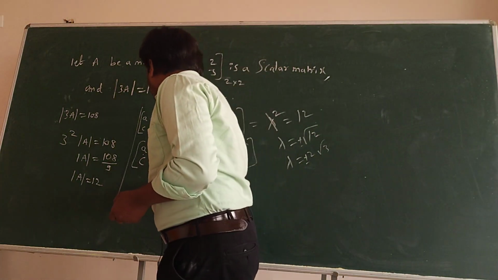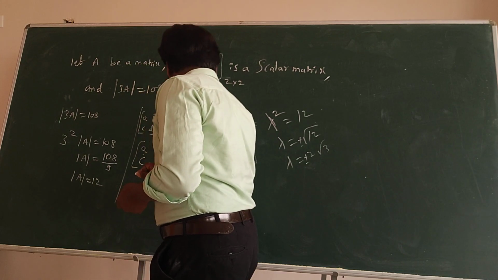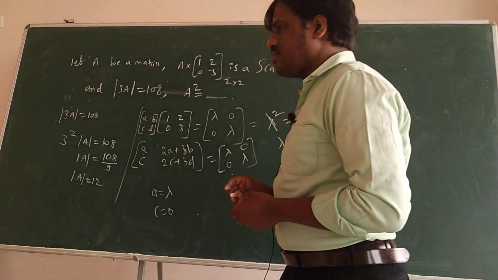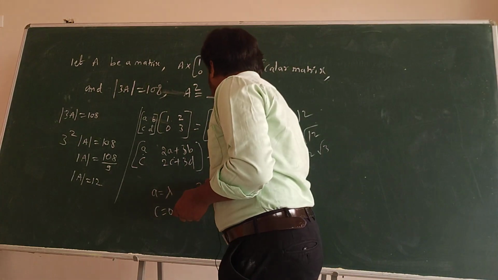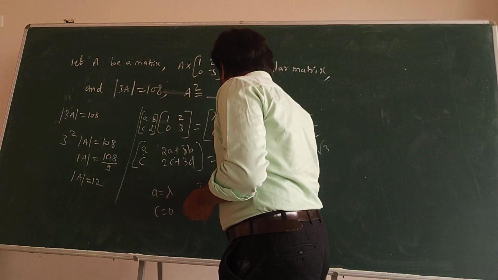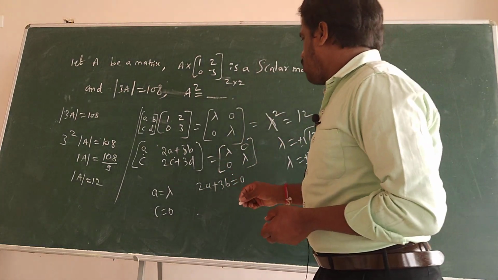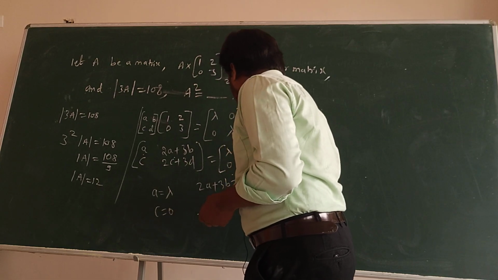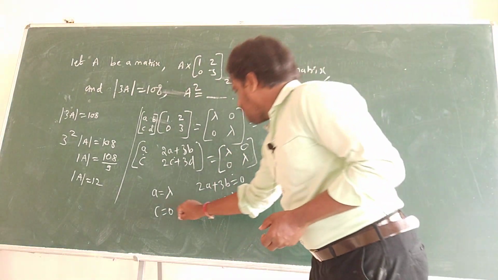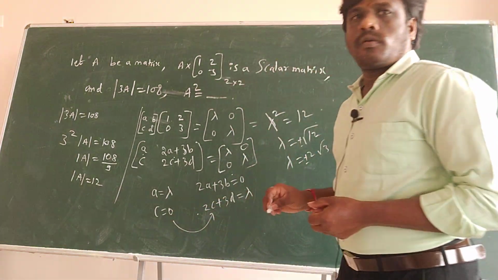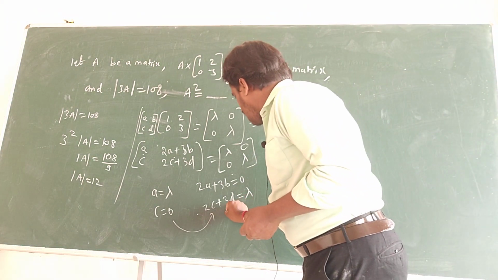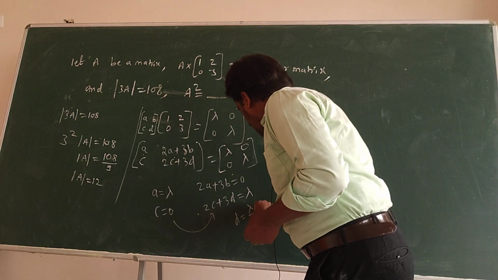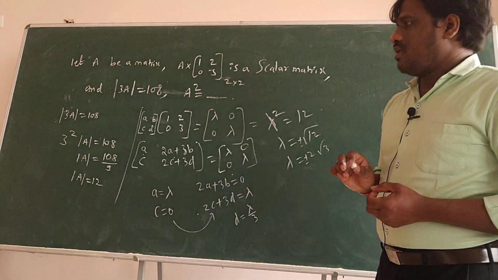So A is equal to what here? A is equal to lambda. C is equal to 0. 2A plus 3B is equal to 0. 2C plus 3D is equal to lambda. C is 0, put here. So 3D is equal to lambda. D is equal to what here? Lambda by 3. So D you got.